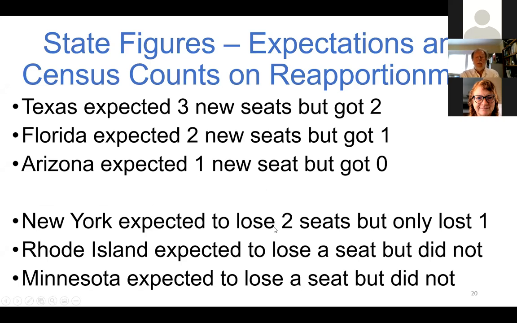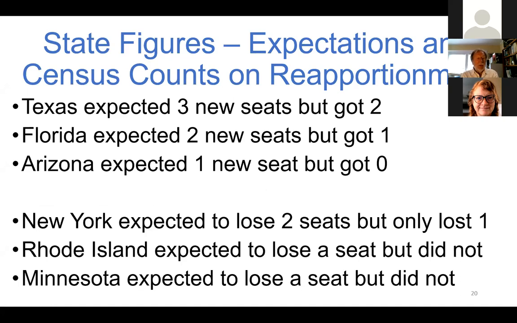One of the issues that arose when the first data from the Census Bureau was released last April with state data is that the reapportionment numbers were not what some people, or some places, expected. For example, Texas expected 3 new congressional seats, but they only got 2. Florida expected 2, but they only got 1. Arizona expected 1, but they didn't get any.